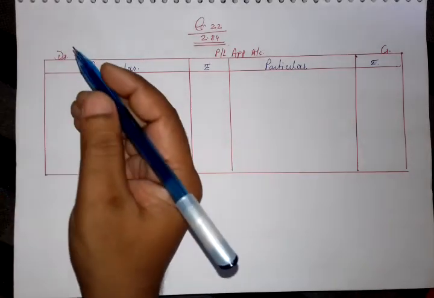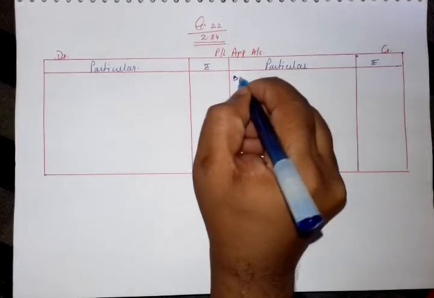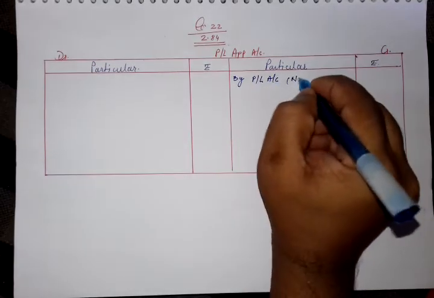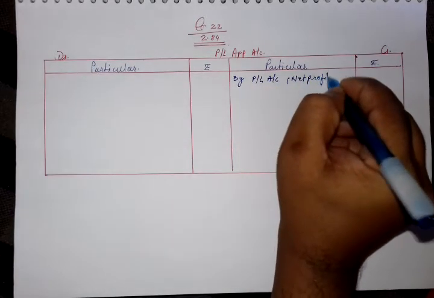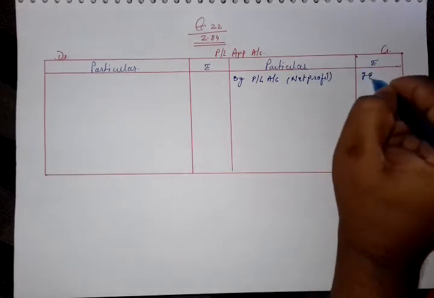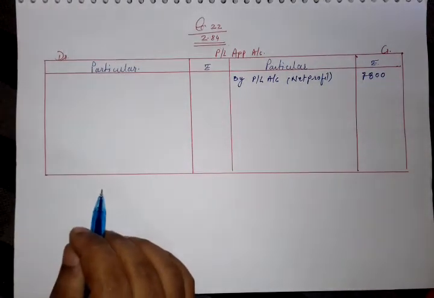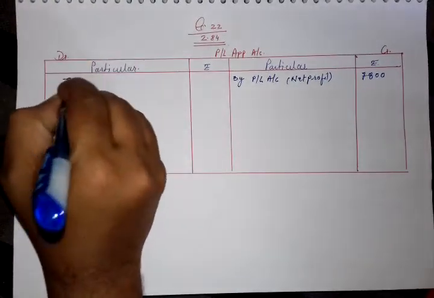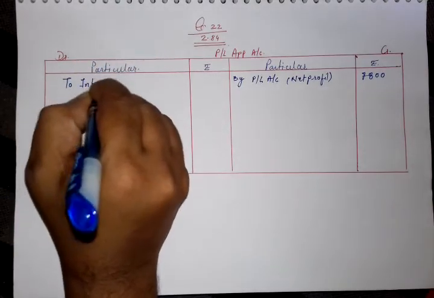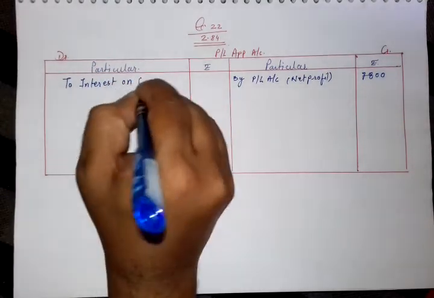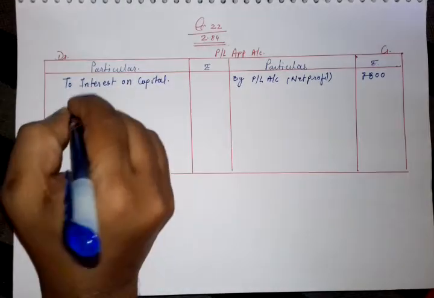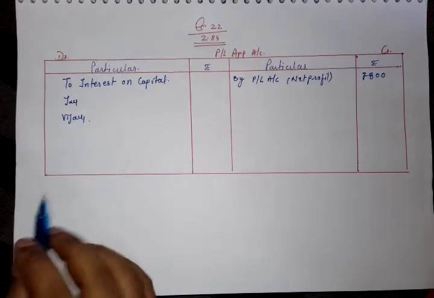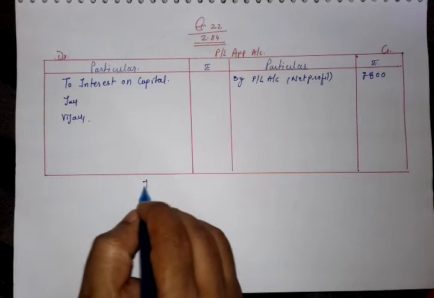What we have? By P&L account, net profit 7800. Is that clear? But we also have to calculate interest on capital for J and Vijay. See, what is the actual capital of J?